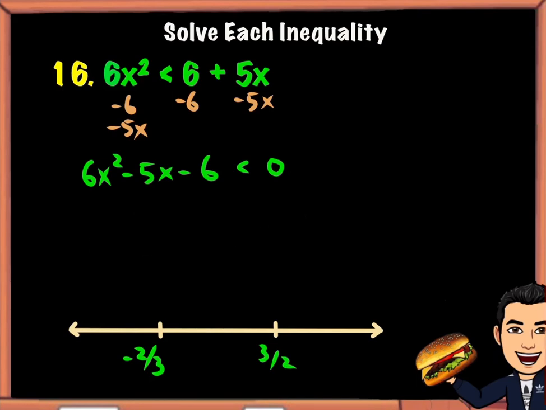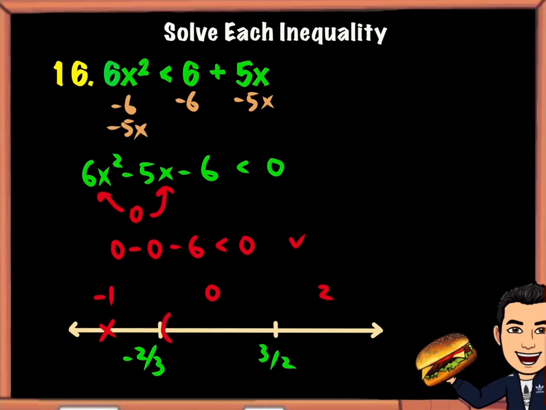So the three values I'm going to be using are -1, 0, and 2. If you insert the -1 in there, you're going to get 6 + 5 - 6, and this is not less than 0. So this is not the interval we want. If you insert the 0, you're going to get 0 - 0 - 6, and that's going to be -6, and that is less than 0. So this is the interval we want.